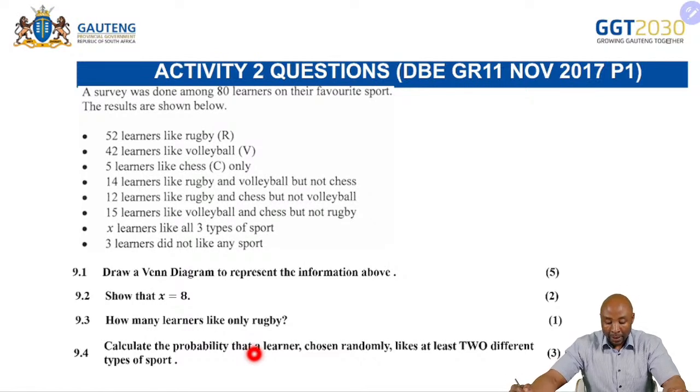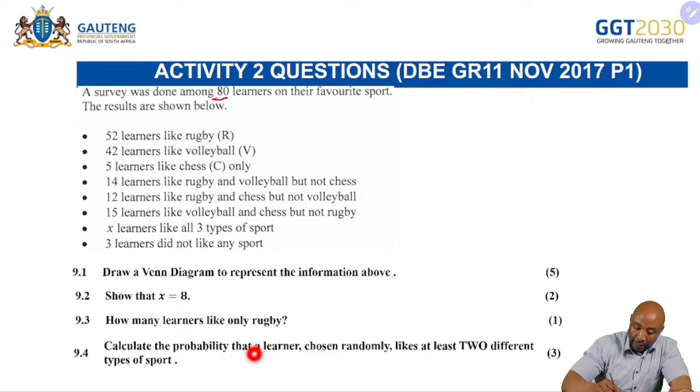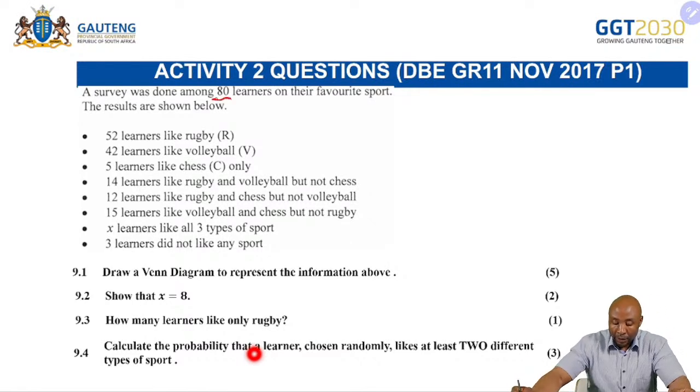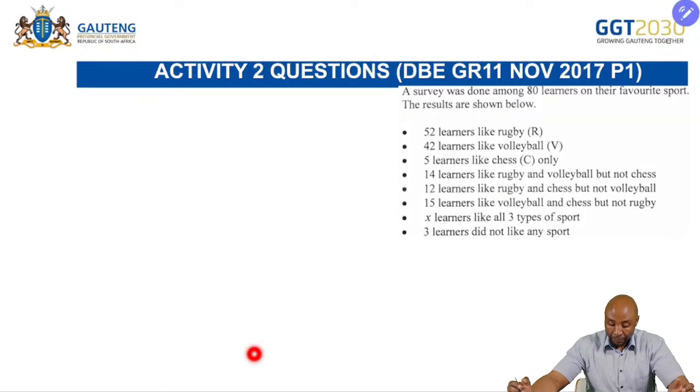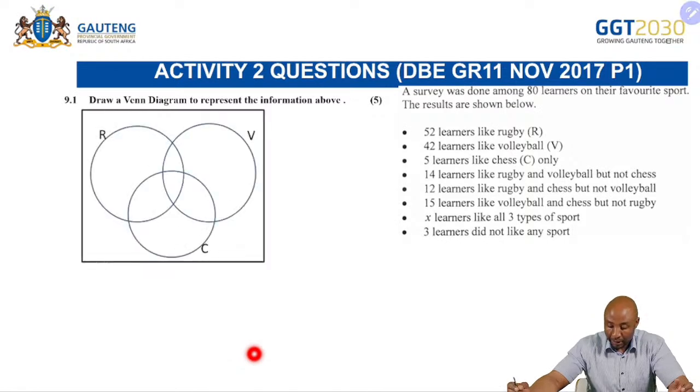Now, the question: we are given 52 learners like rugby. So we start from the top. Our sample space is 80. 42 like volleyball. 3 learners did not like any sport. X learners like all 3 types. 15, we have that information. Now, let's check how we should represent this information.